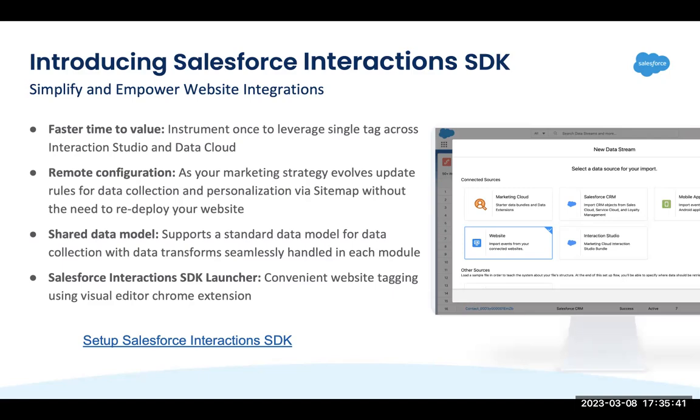Now, if we work with Data Cloud, how Data Cloud works is that it consumes the data from mobile and websites through an SDK, which we call the Interactions SDK. That supports different kinds of functionalities. One is faster time to value, because once you leverage an SDK, as I told, half of the job is done by the SDK.